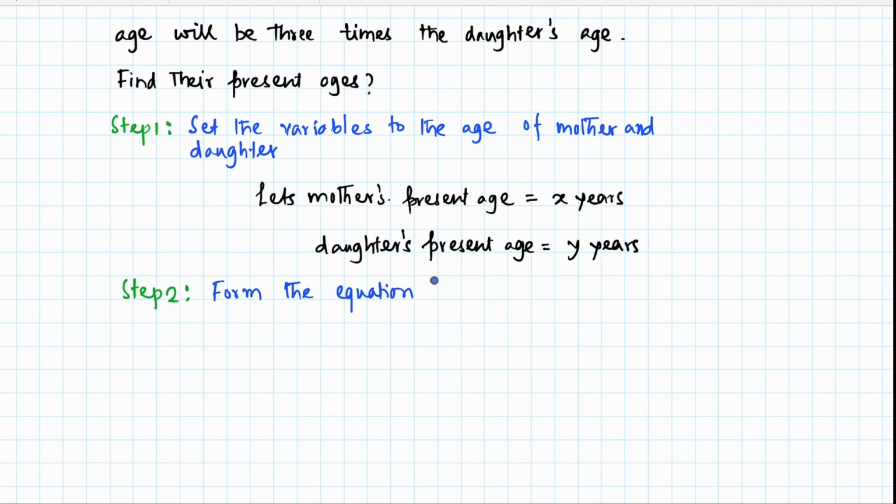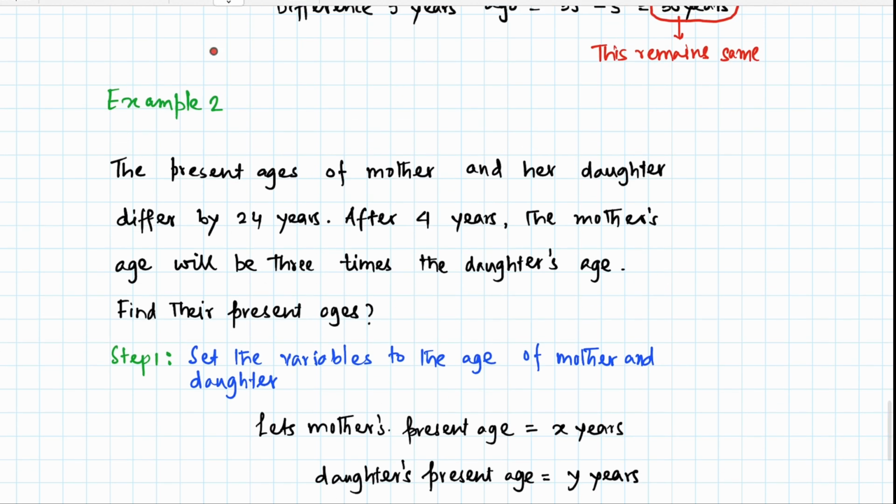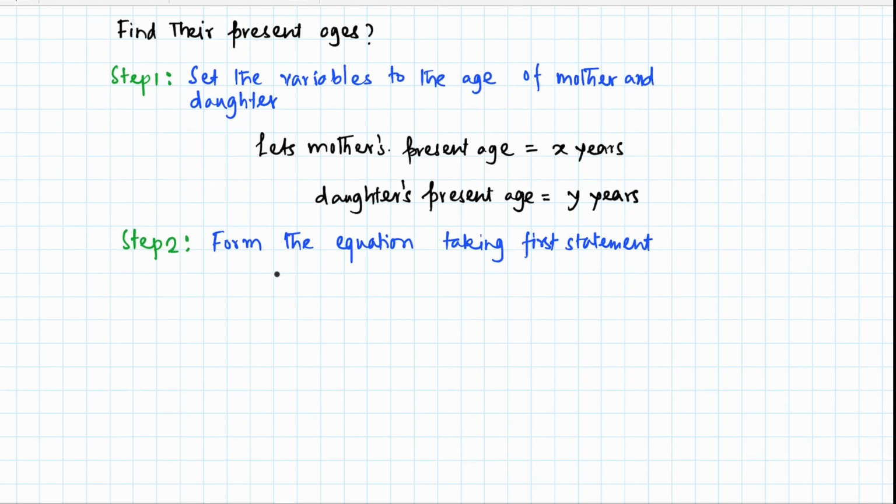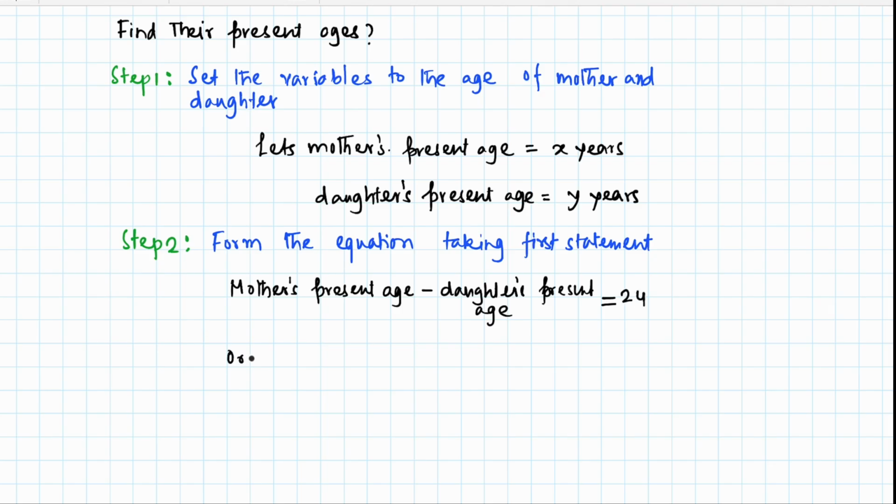Now step number 2, form the equation taking the first statement. What is the first statement? The present age, this is the first statement. So we will frame the equation. The present age of mother and her daughter differ by 24 years. So what does this mean? Mother's present age minus daughter's present age is equal to 24. Very clear, x minus y is 24, equation 1.